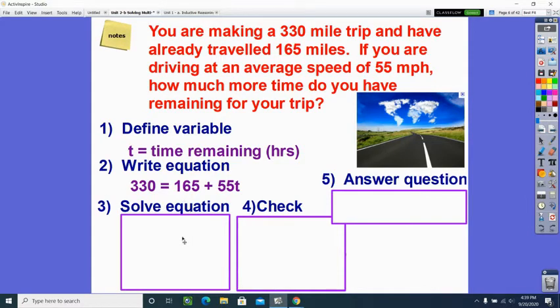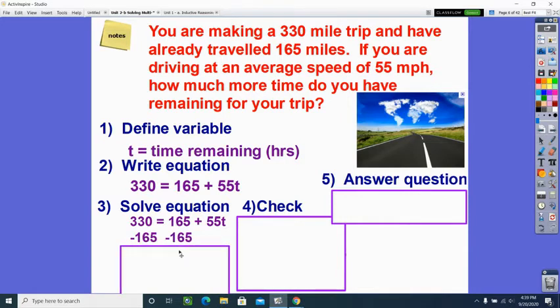Most of the time they tend to stay positive, which makes the equations easier to solve. So once again, the first thing we're going to do is not touch that variable, and the opposite of adding 165 would be to subtract 165, keeping the equation in balance by showing it on both sides. This creates a zero pair on the right, leaving just the 55t, and 330 minus 165 on the left is actually 165 as well. Now to get rid of, or move, I should say, do the opposite operation of multiplying by 55. We're going to divide by 55.